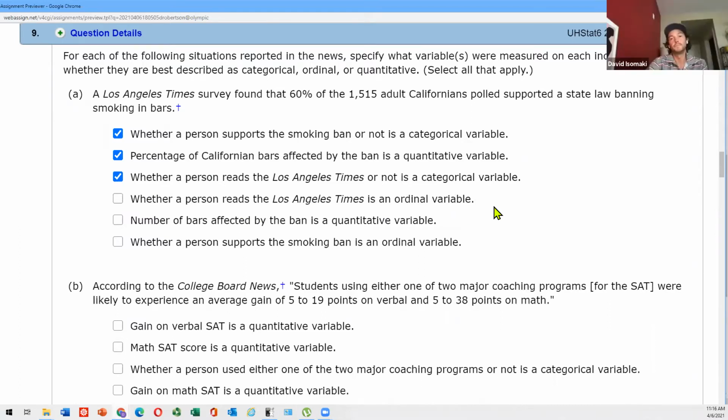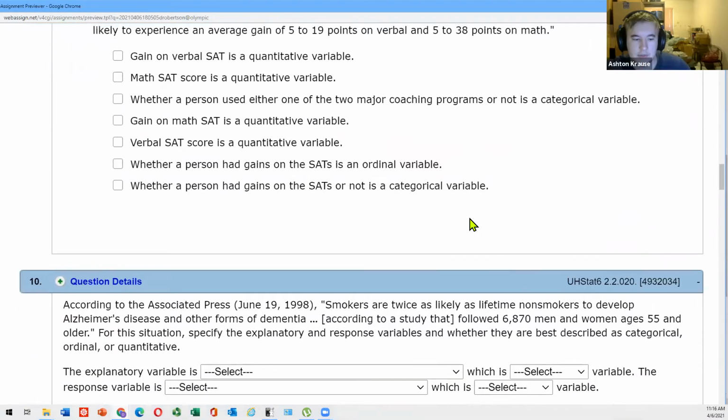No. The number of bars affected by this ban. Yes. Whether a person supports it or not, no. Do you see in that particular example? It wasn't all about the thing, but the basic part at the top was correct, and then they went into other places. Do you see in this case there are 4 check marks? Professor Robertson. Yes.